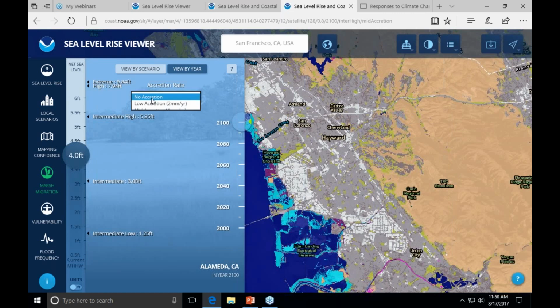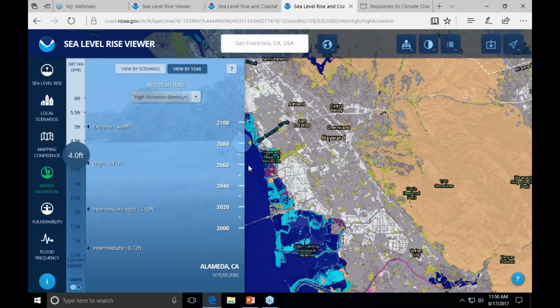So based on some standard accretion rates, will the marshes be able to come up based on the sedimentation? Will they be able to keep up with sea level rise? If you have 4 millimeters of accretion, that just means sediment piling up on top of the marsh and keeping up with sea level. As the sea level goes up, marsh might be able to keep up. You can see with higher accretion rates, you're sort of buying down your impacts of sea level rise, more clearly at the lower level. So no accretion, going to go up, high accretion, down.